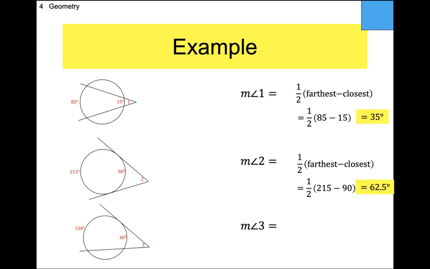Okay, or if it's a secant and a tangent, that's the bottom one. Oh, I can do this one. 130 minus 60 is 70. Half of 70 is 35. Okay.